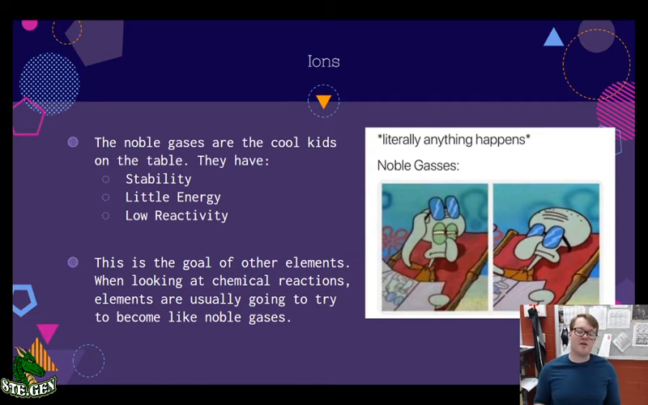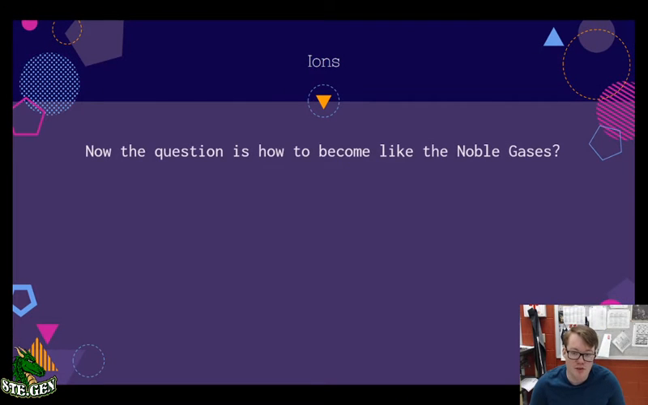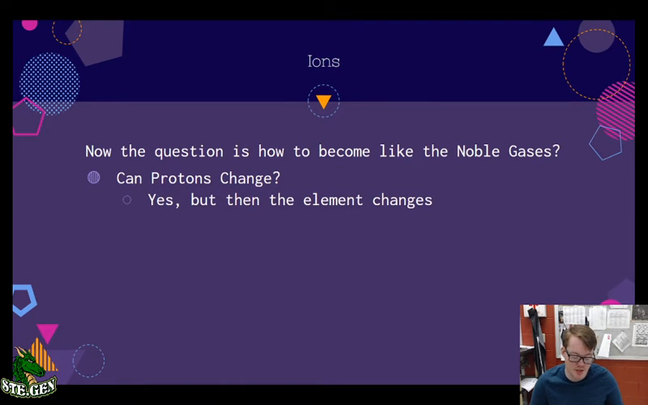So the goal of all the other elements is to be like that. They want to not have to do work. They want to not have to do anything. They want to be able to be lazy. So elements are usually going to try to look like a noble gas. Now the question is, how can they become like the noble gases? Well, can they change the protons? Yeah, but then the element changes. If sodium loses a proton, it just is neon. It's not like a noble gas.